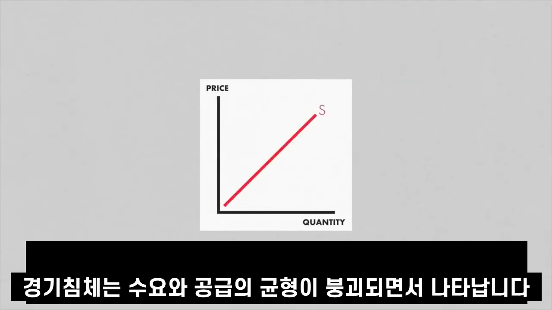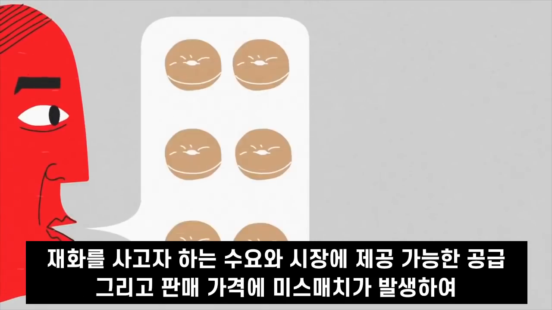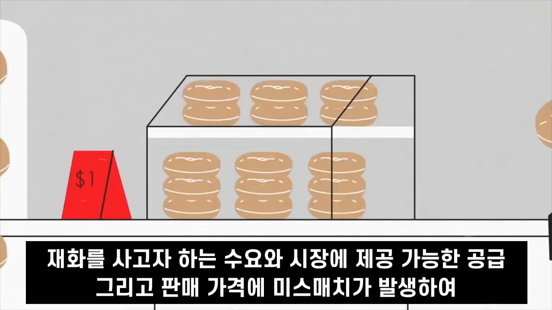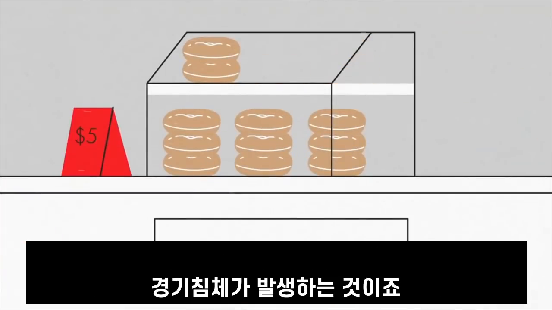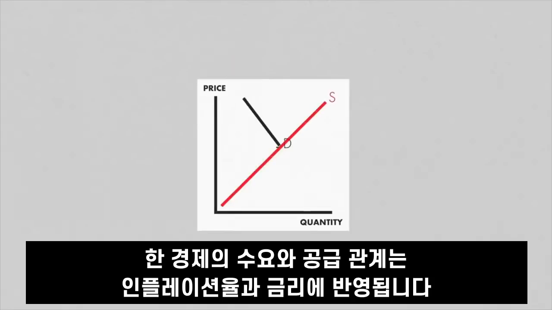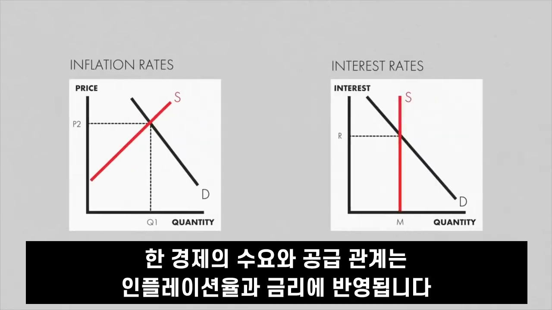Recessions occur when there is a negative disruption to the balance between supply and demand. There's a mismatch between how many goods people want to buy, how many products and services producers can offer, and the price of the goods and services sold, which prompts an economic decline. An economy's relationship between supply and demand is reflected in its inflation rates and interest rates.